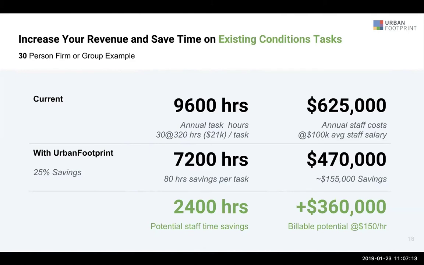Overall, the firm is saving 2,400 hours of staff time, which can then be billed back out to clients for other work, resulting in a billable potential of over $360,000 per year. Our customers are seeing some pretty amazing results.